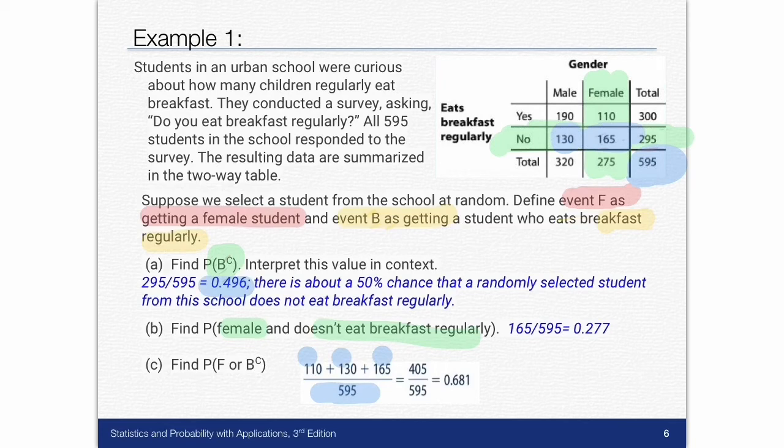So those are all separate spaces. Okay, there's no overlap here. So I add them up and I get 405 out of 595. And then the decimal version of that is 0.681. Could you have gone about this a different way? Sure. You could have taken this 275 total right here, the whole female total, and added the 130, and you would have gotten the same answer. But the idea is that you find everything that is female, which means not male or female, and they do not eat breakfast.